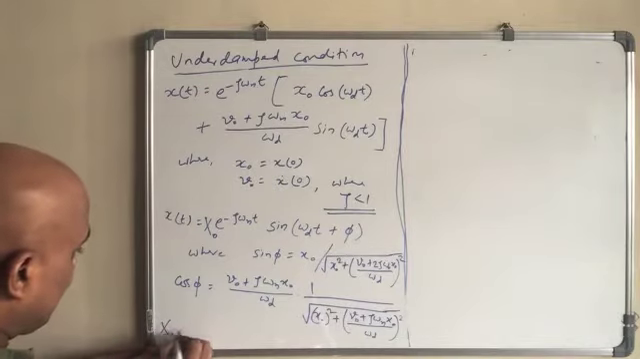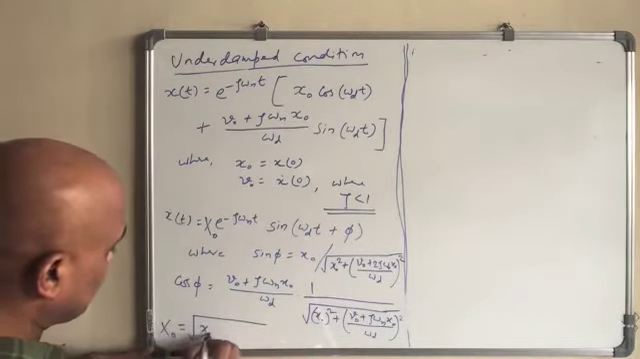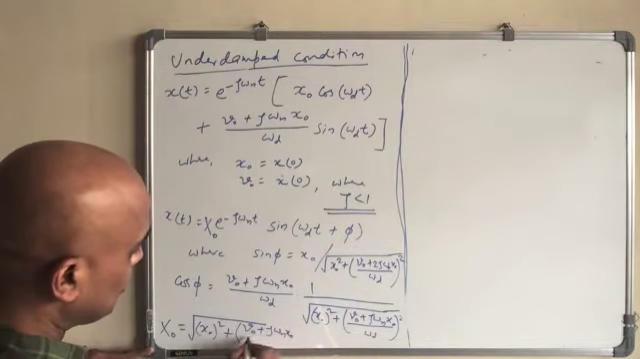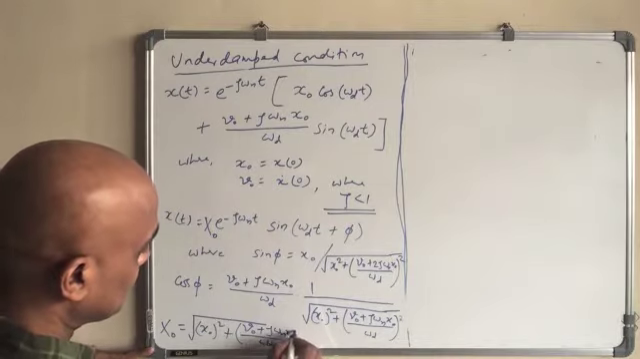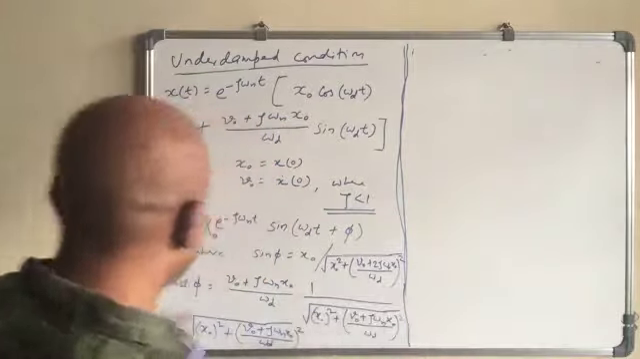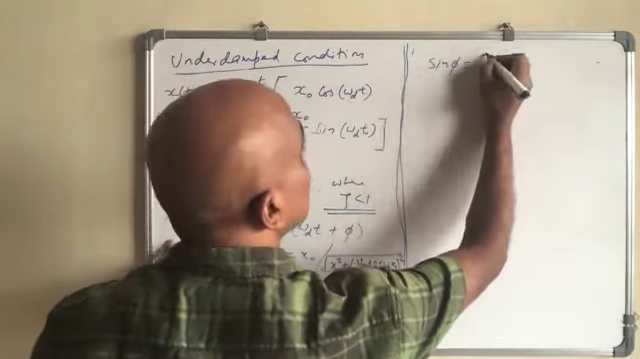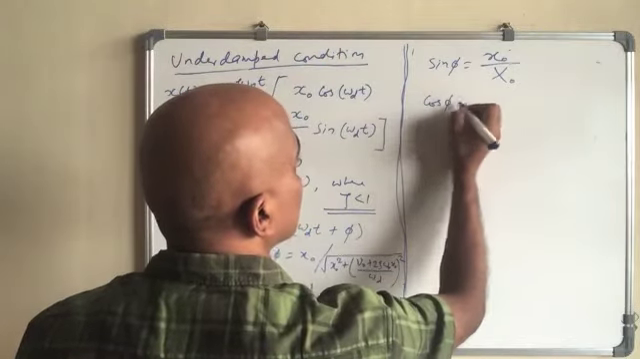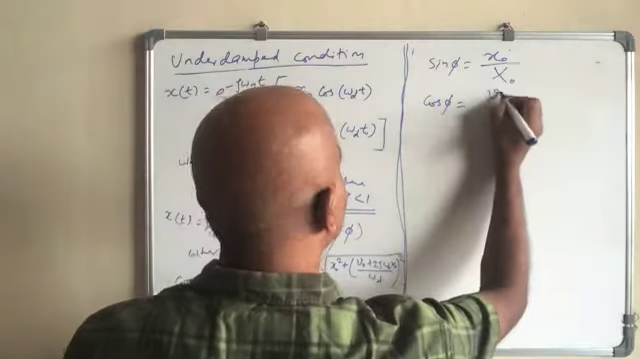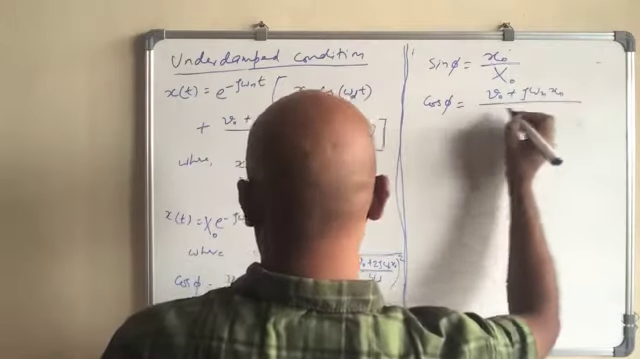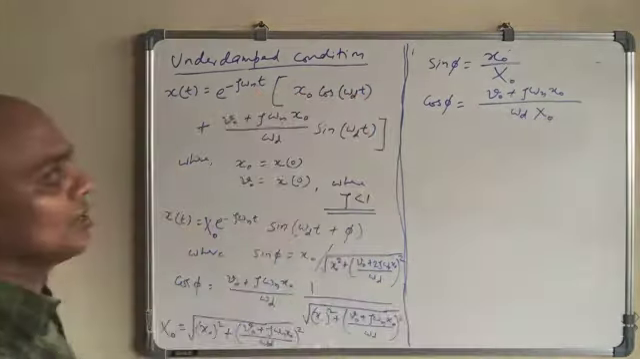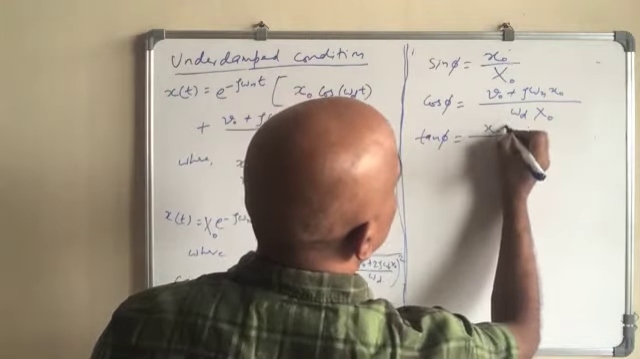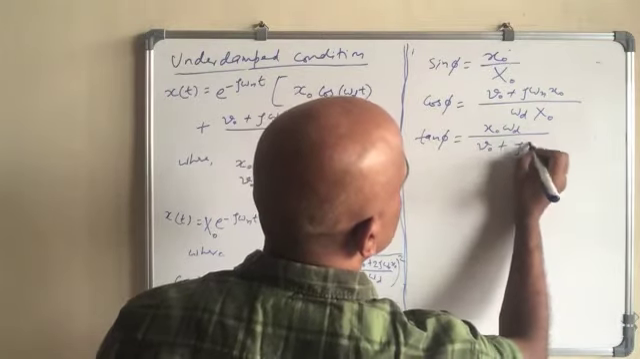X naught is this one, so we write X naught is equal to root of x naught squared plus (v naught plus zeta omega n x naught divided by omega d) the whole squared. So basically what the meaning is, we get sine phi equal to x naught over capital X naught, and cos phi will be equal to (v naught plus zeta omega n x naught) over omega d x naught, or tan phi equal to x naught omega d over (v naught plus zeta omega n x naught).